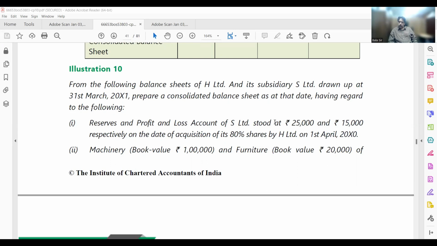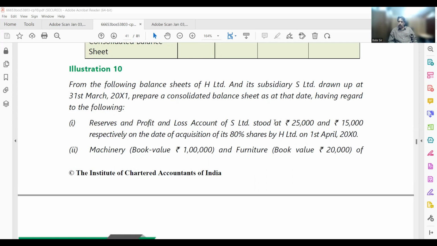Next, number 1. Reserves and profit and loss account of S Limited stood at rupees 25,000 and rupees 15,000 respectively on the date of acquisition. That is reserves and surplus. Reserves 25,000, and in P&L 15,000, as on the date of acquisition. Next, 80% shares of S Limited were acquired by H Limited as on 1st April 20X0.